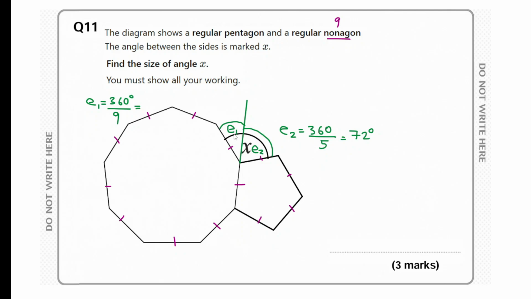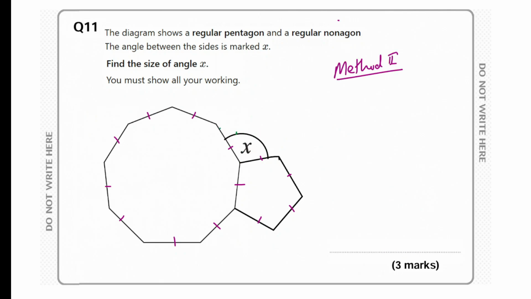Now, you can clearly see your angle x here is the sum of E1 and E2. And I know E1 is 40 degrees, E2 is 72 degrees. 40 add 72, the answer is 112 degrees. Now, here's the second way of doing this. Most people do it this way, but I think the previous method is a bit easier, but that also works. Now, the other way is you need to work out the size of the interior angle of the nonagon.